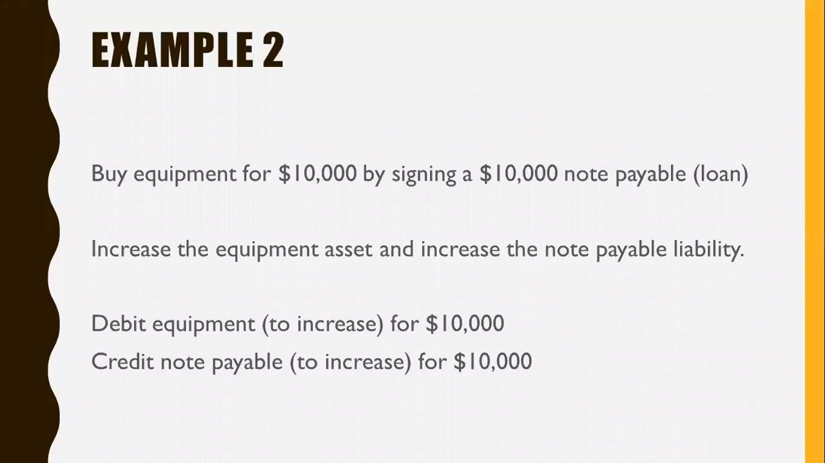Second example, I'm going to buy that same equipment, but rather than giving cash, I'm going to sign a note payable. So I buy that equipment for $10,000, sign a $10,000 note payable, which is a loan, which is a liability. So I'm going to increase the equipment, an asset account. To increase an asset, I debit, and increase the note payable, which is a liability. To increase a note payable, I credit. So I'm going to debit equipment to increase that for $10,000, and I'm going to credit the note payable to increase that, since it's a liability, for that same $10,000.